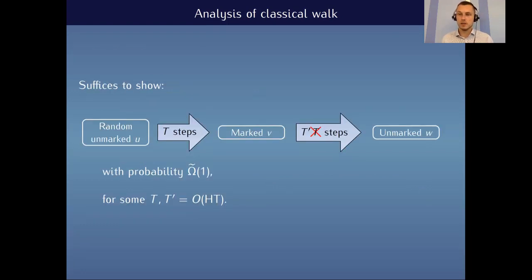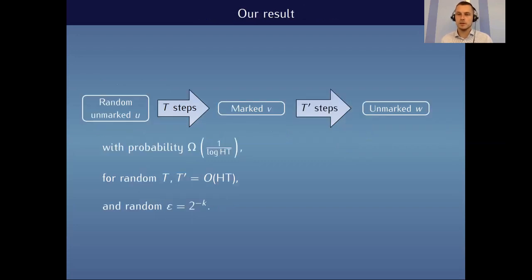And in fact, to prove the final result, a relaxed version of the statement is sufficient for us. Namely, the time of reaching an unmarked state after a marked one is allowed to differ from the time to reach a marked vertex. And we prove that this relaxation is indeed true. We show that this event happens with large probability, meaning of order at least 1 over the logarithm of the hitting time, for a random choice of t and t prime, both of order hitting time, and a random choice of interpolation parameter from a certain set.